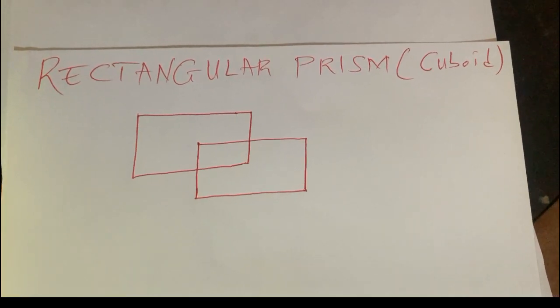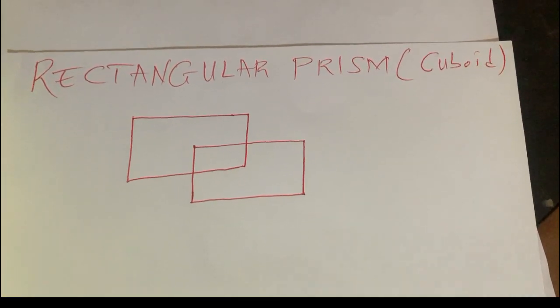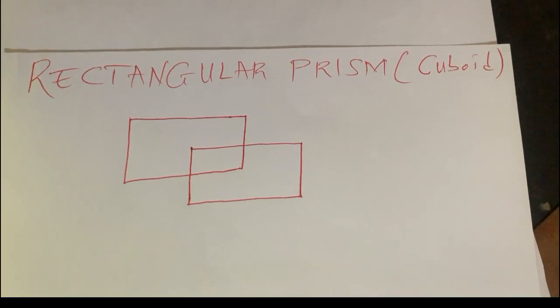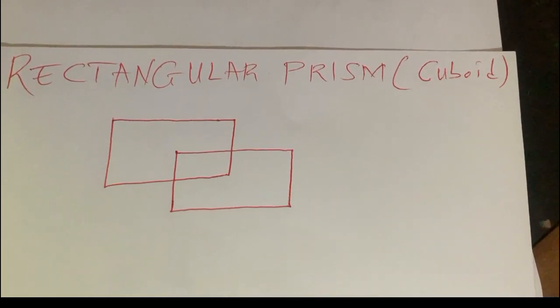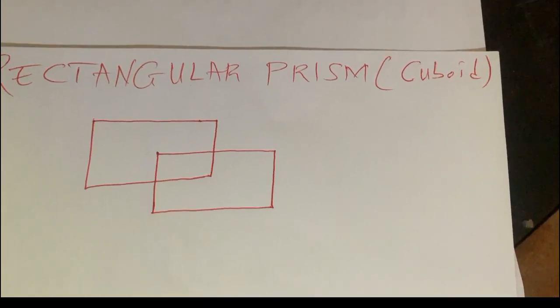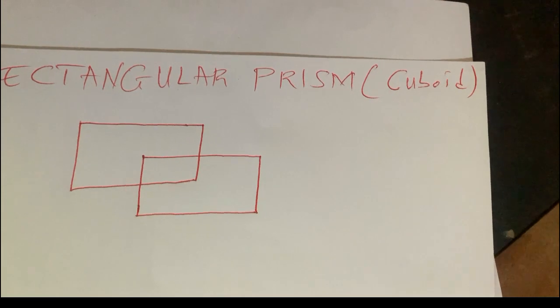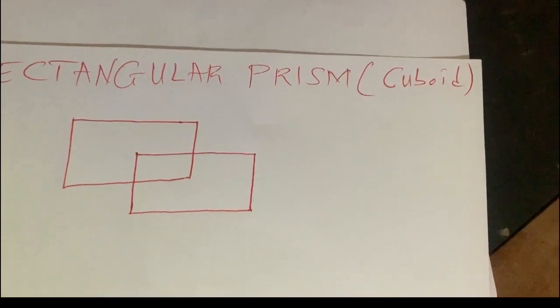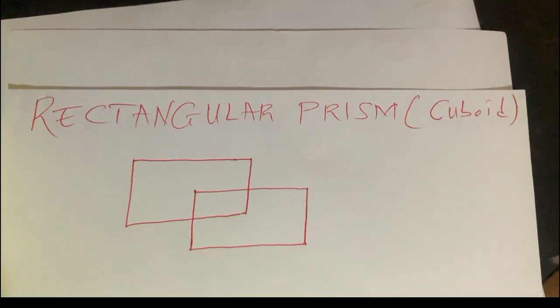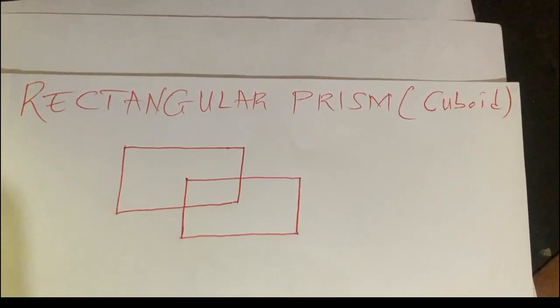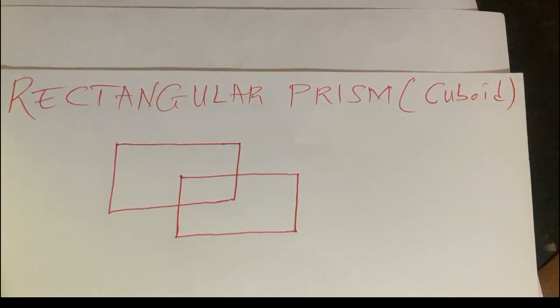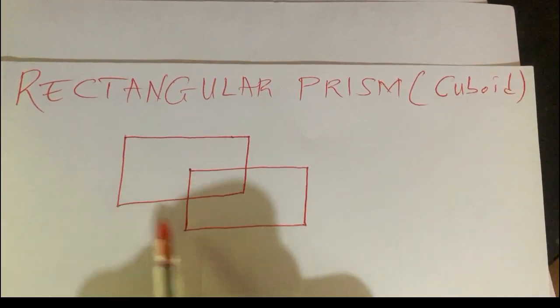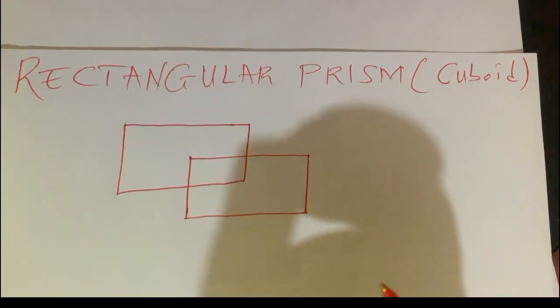Rectangular prism. Another name for the rectangular prism is a cuboid. A rectangular prism is an example of a 3D shape. 3D shape simply means 3 dimensions. A 3D shape is any solid figure with 3 dimensions. That is the length, the height, and the width, right?